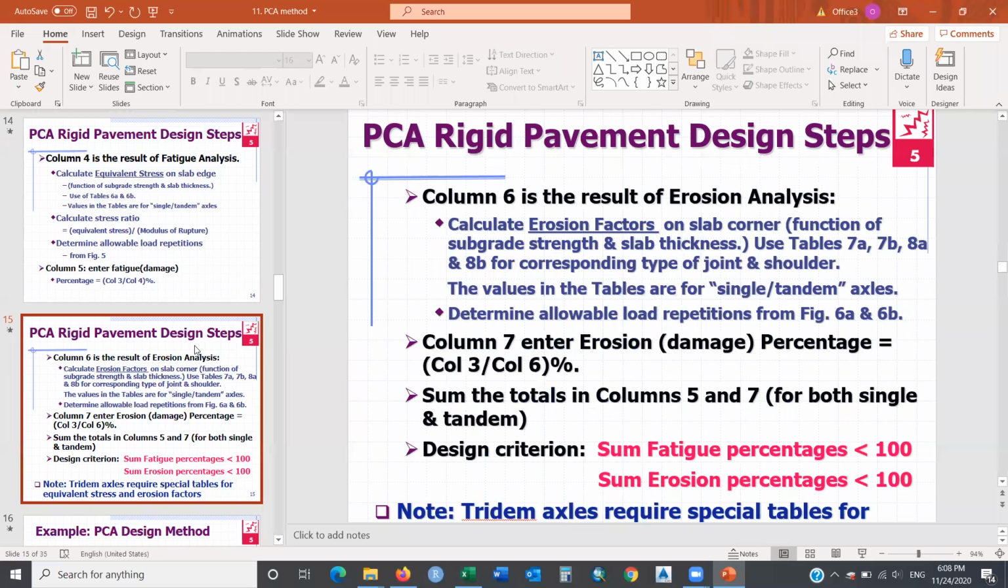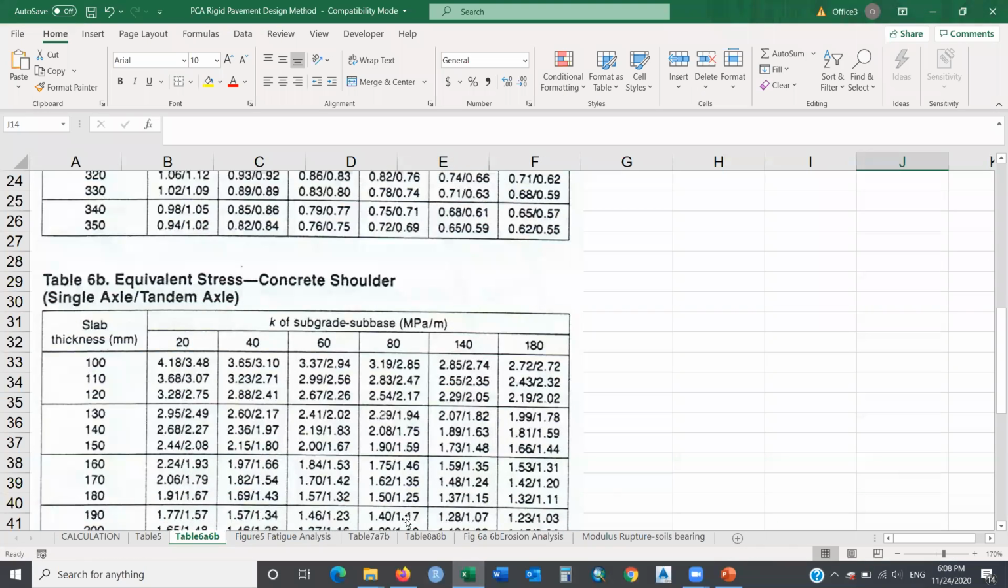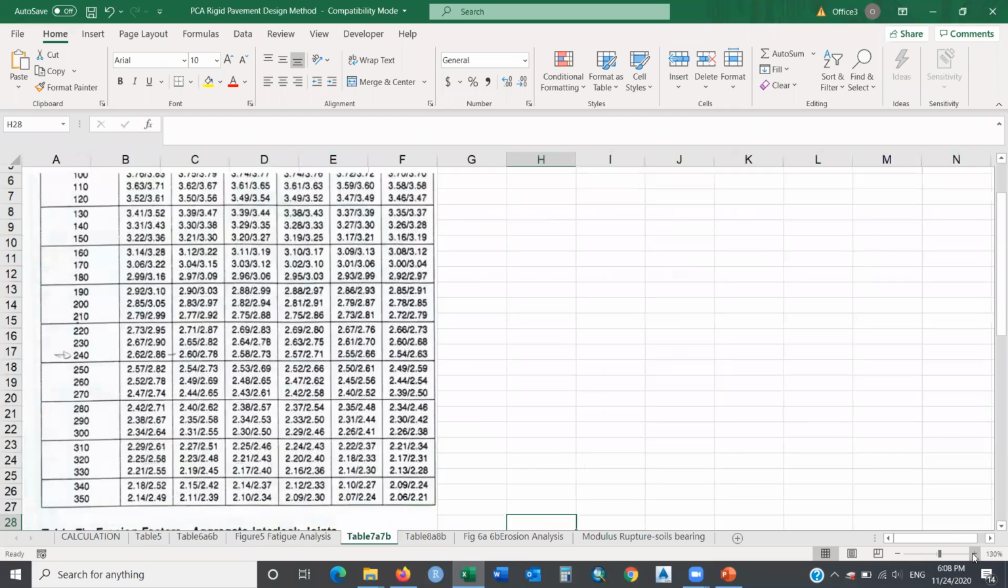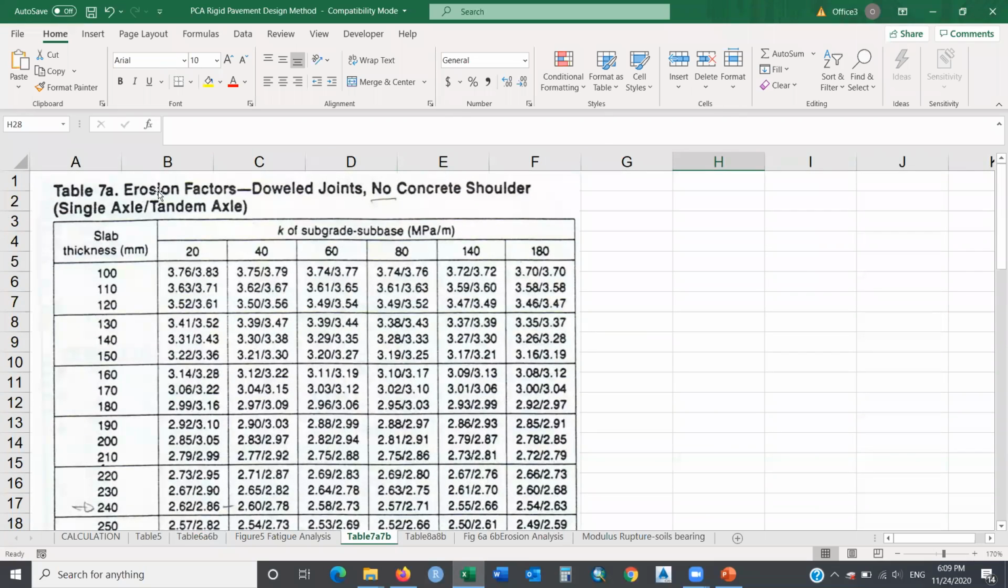Now, the erosion analysis is similar. You will read erosion factors from table 7A, 7B, 8A, or 8B, depending on the type of joint and type of shoulder. So I'm going to show you one of them. 7A is this one. And this is the erosion factor. Dowels is a yes. Concrete shoulder is a no.